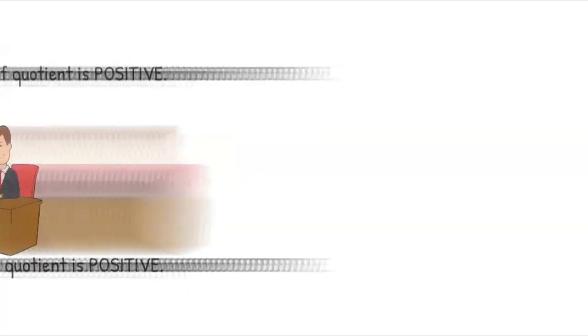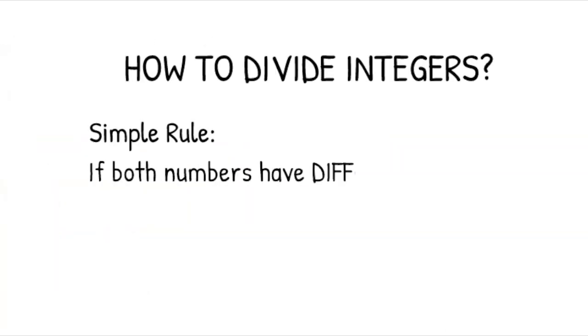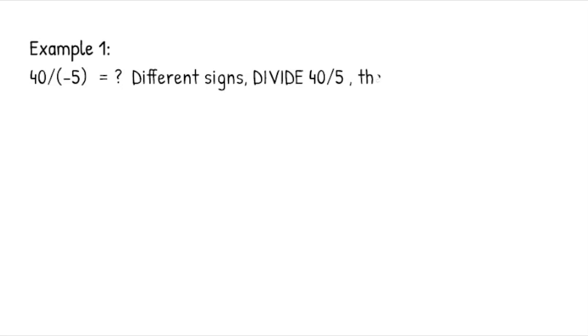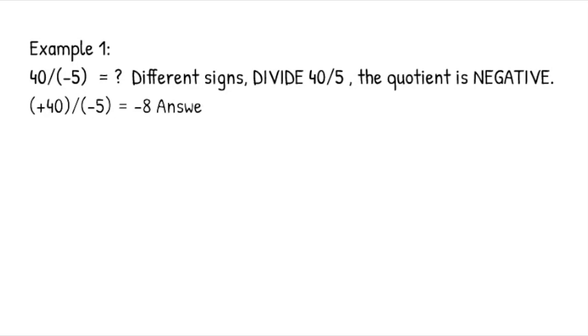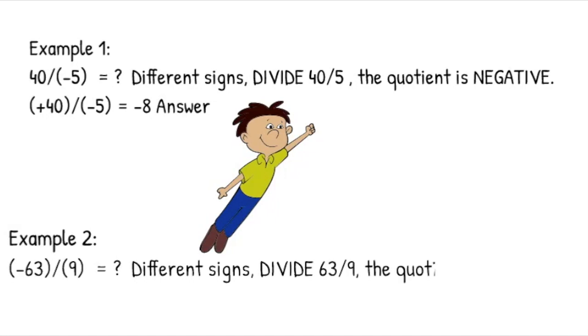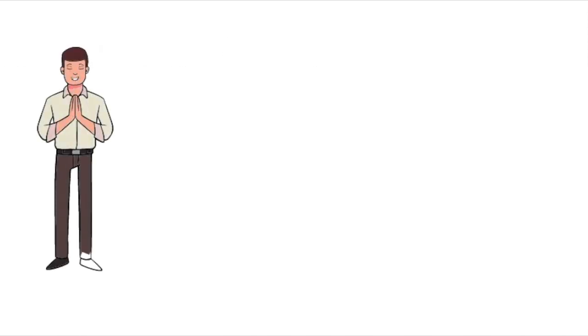Rule number 2. If both numbers have different signs, divide the numbers and the quotient is always negative. Example 1. 40 divided by negative 5. Integers have different signs. Divide positive 40 by negative 5 and the quotient is negative 8. Another example, negative 63 divided by 9. Integers have different signs. Divide negative 63 by positive 9 and the quotient is negative 7. So those are the operations of integers.